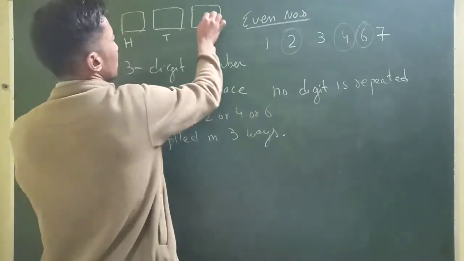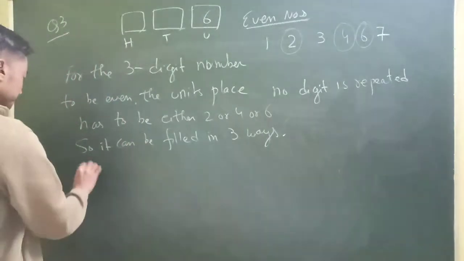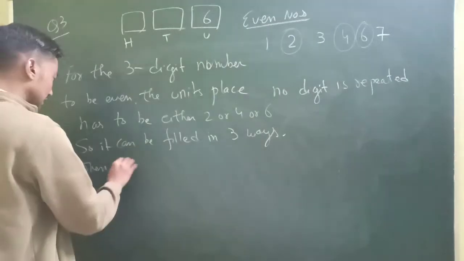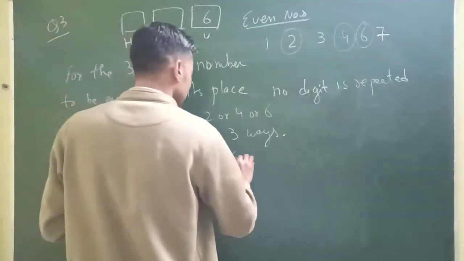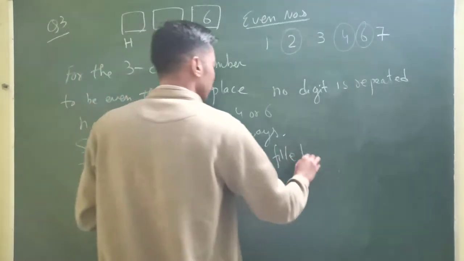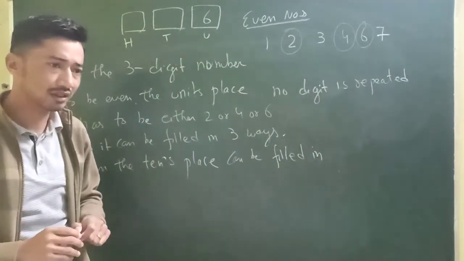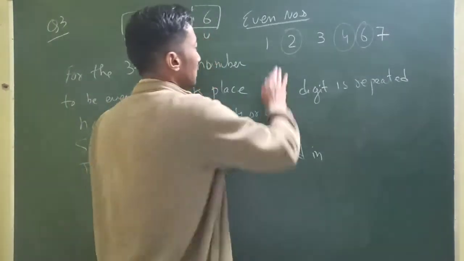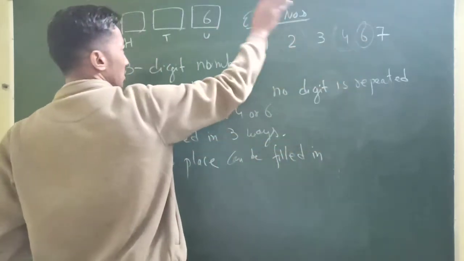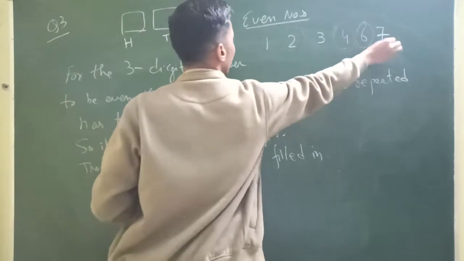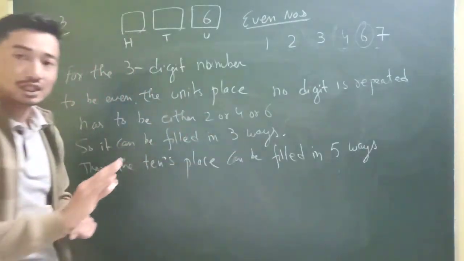Now let's just say that we have used 6. That always helps, okay, to solving with an example. Then the rest is quite simple. Then the tens place can be filled in how many ways? Now for the tens and hundreds, whether it's even number or odd number is really not our concern. Now let us assume that we have filled the last digit with the number 6. So now, for the tens place, how many options do we have left? 1, 2, 3, 4, 5. We have 5 options. So now that means it can be filled in 5 ways.